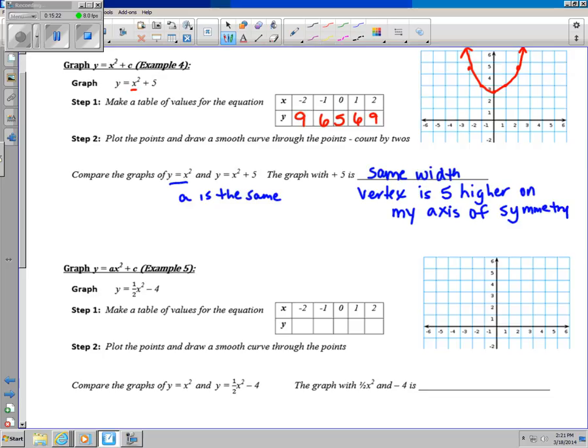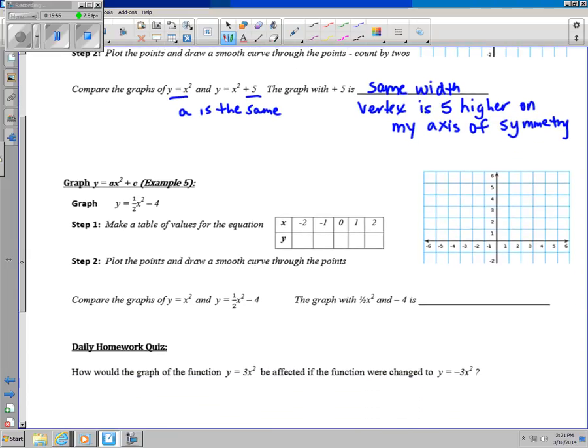So can you see that A affects the width of the parabolas? A is going to affect whether it's a more narrow parabola or a wider parabola. And the C is going to affect how high up or down the axis it is. The C determines how high up or down. If we had a -5, it would shift down 5 on the y-axis. So that is how the C affects the graph. So the A affects the width, the C affects the height along the axis.